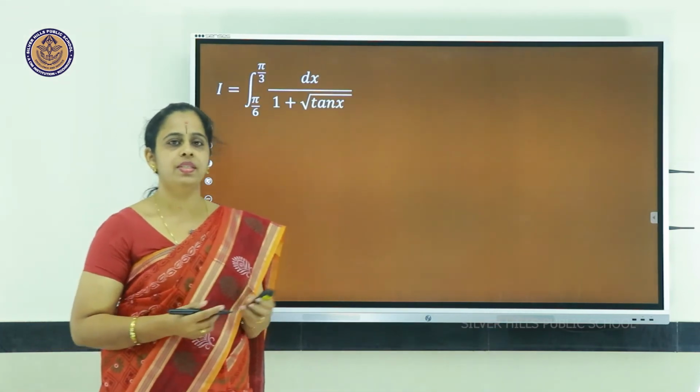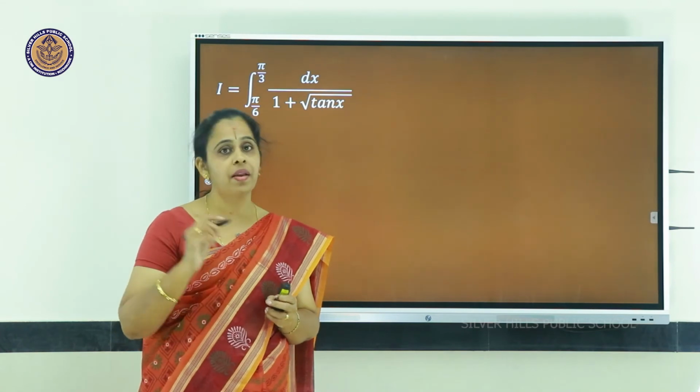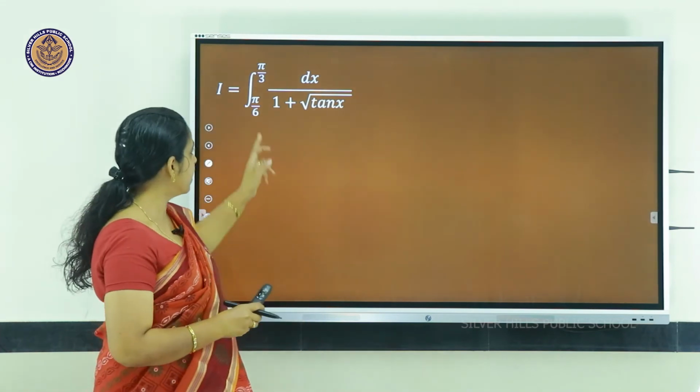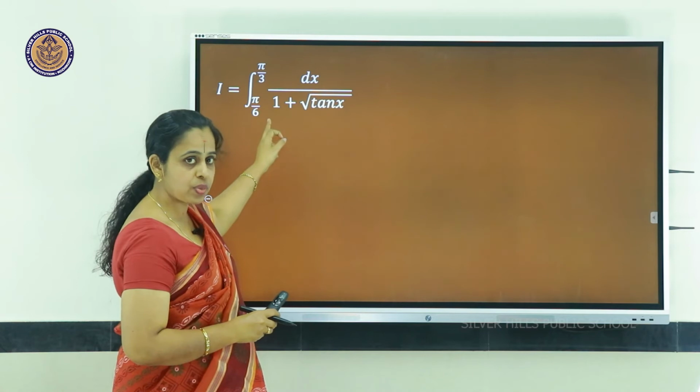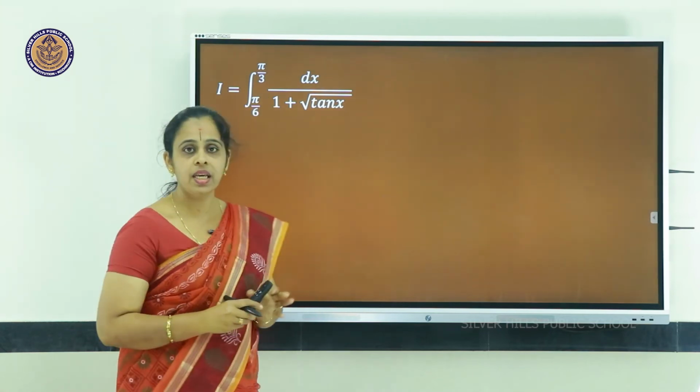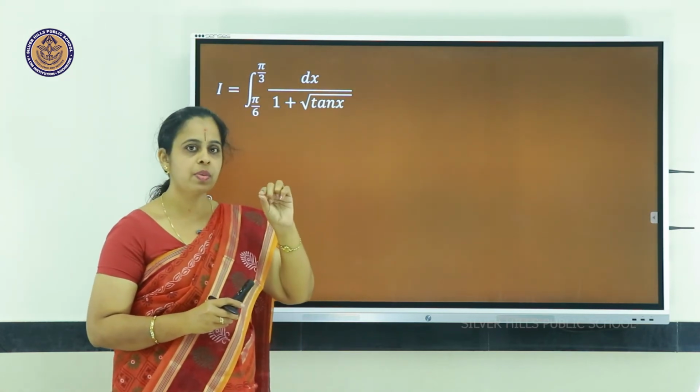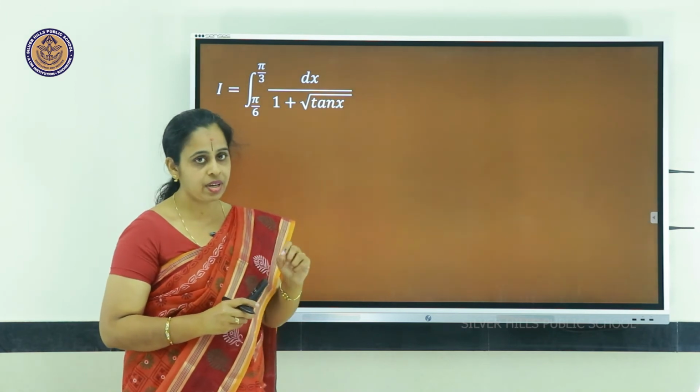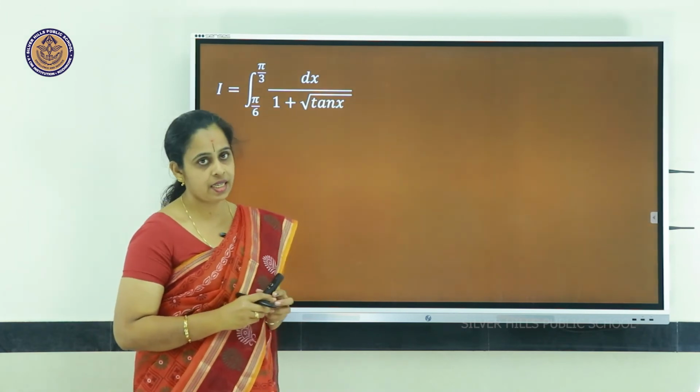Now, in this question, we are going to apply another property. You can see the limit pi by 6, which is 30 degree, pi by 3, which is 60 degree. Sum of them is 90 degree. I gave a hint, sum of them is 90 degree.